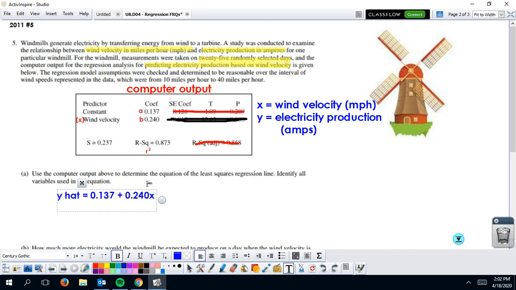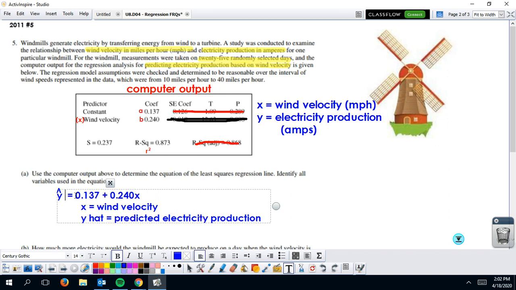And then I'm going to define x as wind velocity and y hat as predicted electricity production. So you have to define your variables when you write that down. I would just use the caret if I wanted to. On your exam, you will be able to take a picture of your work so you can use your handwriting and you don't have to type a hat. So we got a y hat.